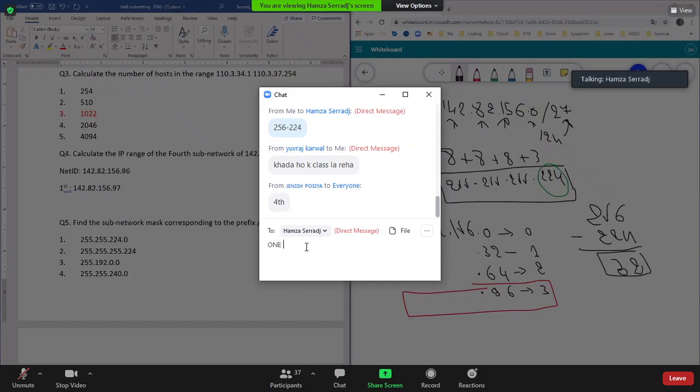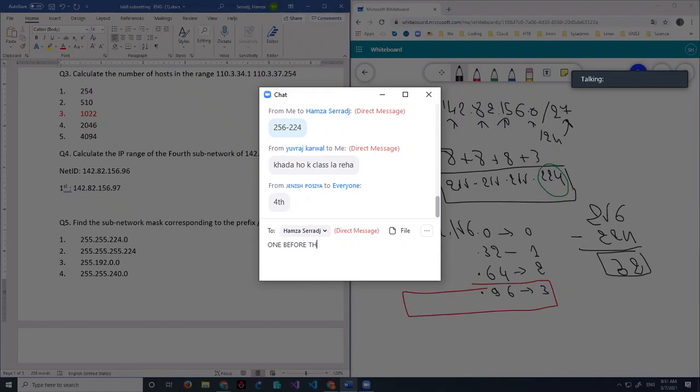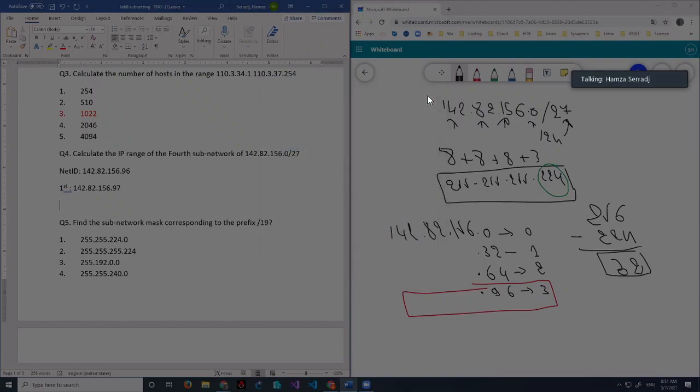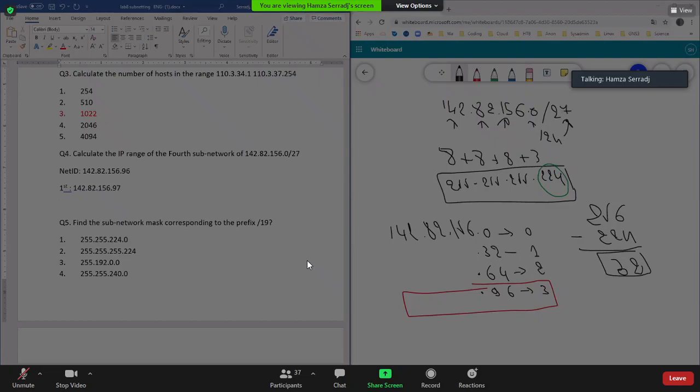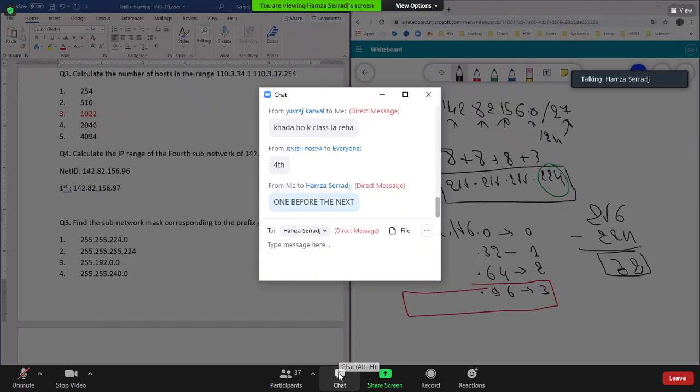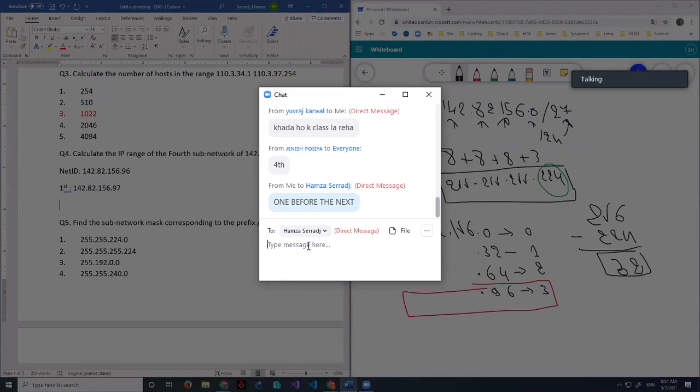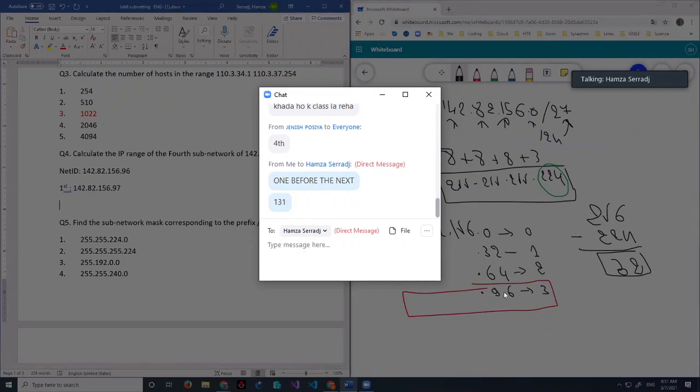Come on. How can I get what the broadcast and the last address are here? One before the next. Explain yourself, Karan. What does this mean? One before the next. Minus 1 from the fifth subnet network ID. Good. So I need to know the fifth network ID, the fifth subnet, to do minus 1 to find the broadcast here, right?